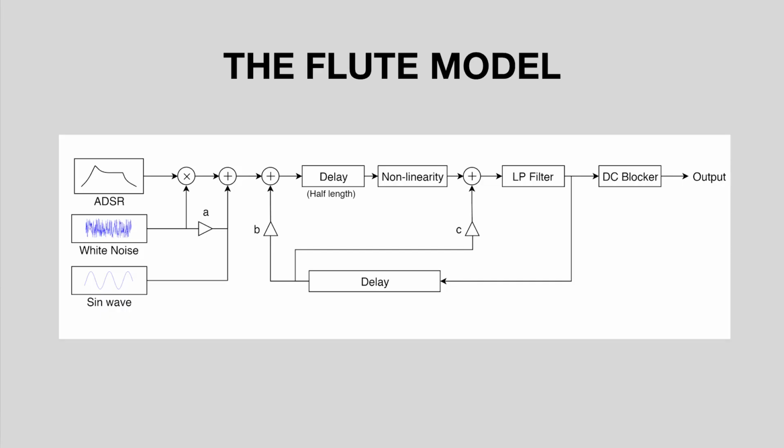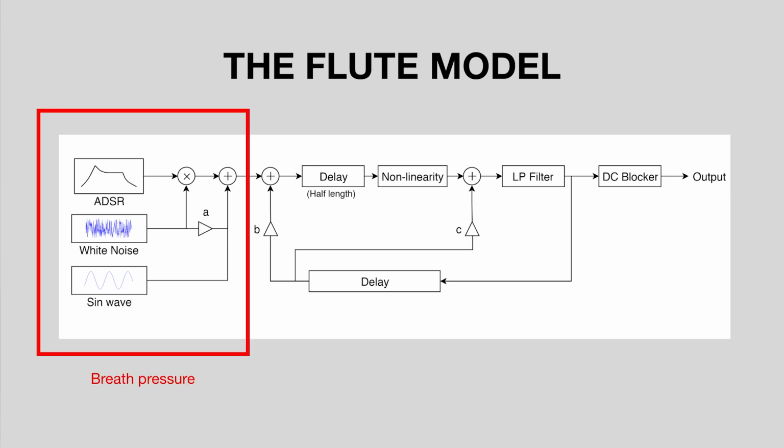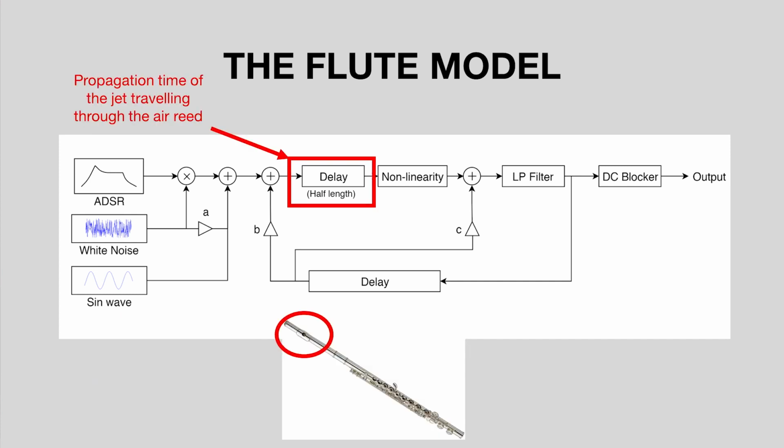As we can simulate tubes with waveguides also, we can model a flute. Instead of an impulse response as an input, we can use white noise, an ADSR, and a sinusoid to model the jet of air into the flute. To model the time the jet takes to travel through the air reed, a delay is used, and to model the non-linearity of the air, a cubic function has been added.